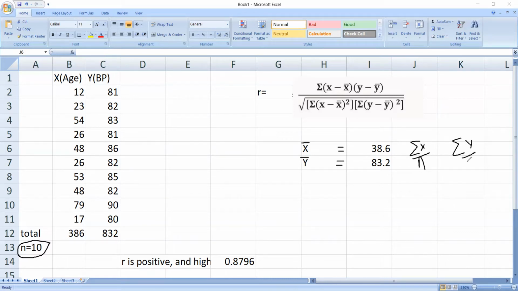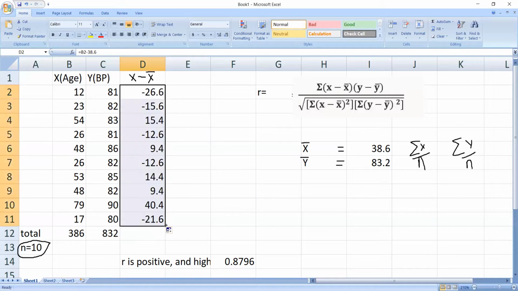Now I have to obtain the difference of x bar from the value of x. So the next column will be obtaining the difference. From every value of x, you have to compute the difference from x bar. So the first value will be 12 minus 38.6, which produces minus 26.6. So I'll directly record it. So this minus my mean 38.6, and do this for all the values of x.